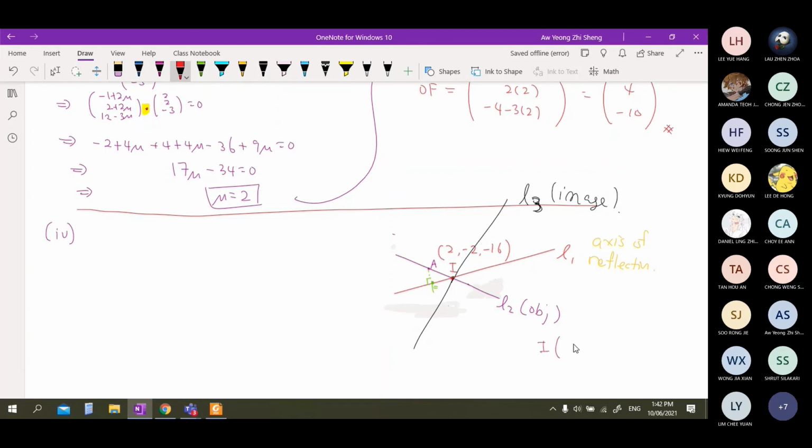Okay, so point I, we already have it. Just write it here. Point I has coordinates 3, 2, minus 7. Point F, we also have it already. Point F has coordinates 5, 4, minus 10. So what remains to be found is A prime, which is just AF extended, and F is the midpoint of A and A prime. So let's introduce the meaning of A prime. Let A prime be the reflection of A about L1.